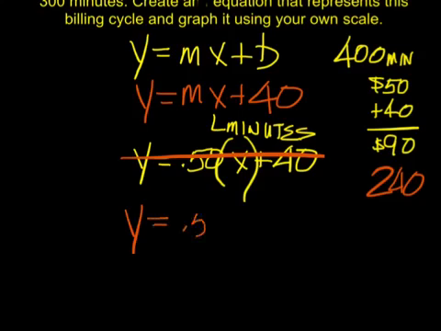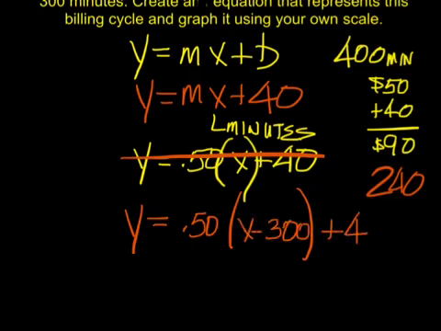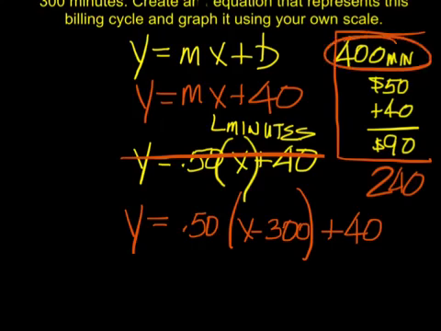Y equals 0.50, 50 cents, times the quantity of X minus 300, and then plus 40. Alright, so do the thing that we just did up here. Here's the one that we used to test. Plug in 400 for X. So what's 400 minus 300? 100. What's 100 times 0.50? It's $50, and plus 40 is, there's your equation. It works out. So you must have an equation like this.